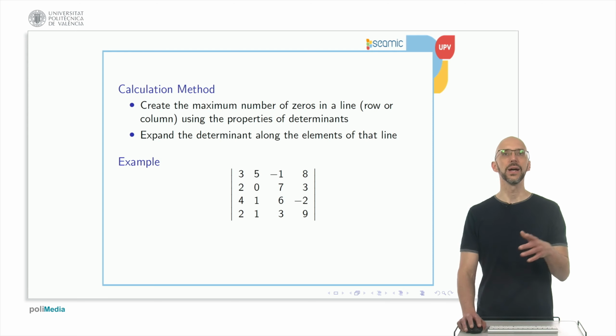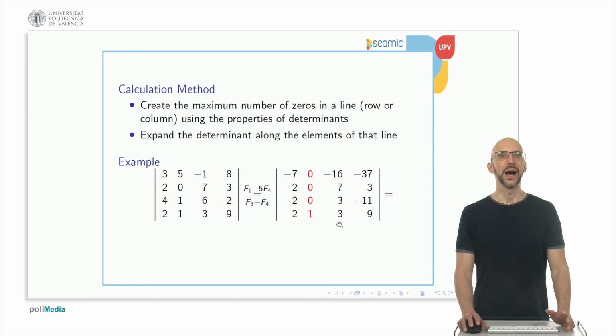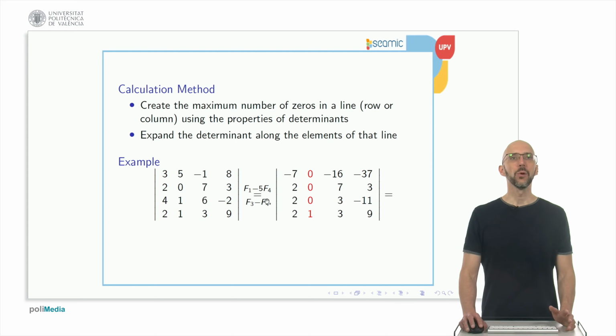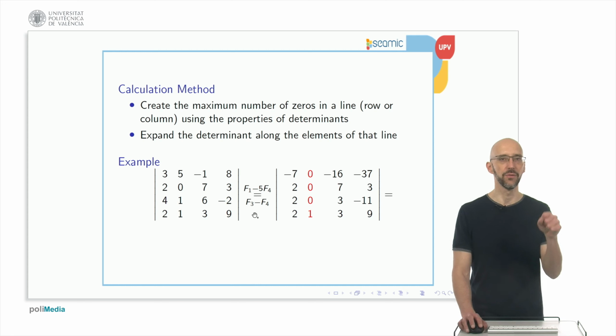reduced echelon form, and we can just apply the property that we saw before. It's going to be easy. I said reduced row echelon form or row echelon form, and it's not necessary. I only need to make zeros on one row or one column. Okay, let me show you. We are going to take this one, and by doing these operations, I'm just subtracting the first column minus 5 times the fourth one. The same here, F3 minus 4 times the fourth row.